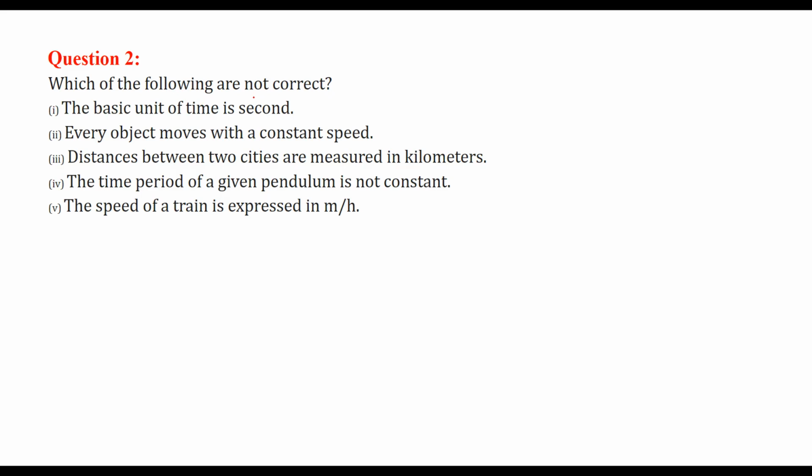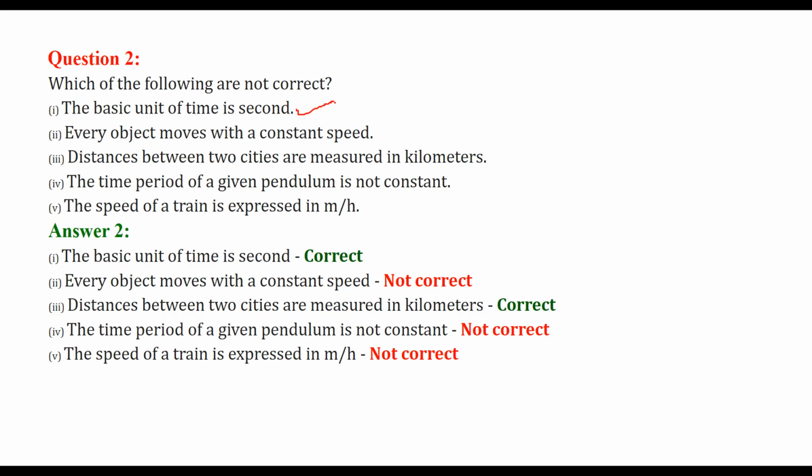Which of the following are not correct? The basic unit of time is second. This is correct. Every object moves with a constant speed. No. If you are in a hurry, you will walk faster or you will run. So this is not correct. Distances between two cities are measured in kilometers. Yes. The time period of a given pendulum is not constant. This is not correct. It has to be constant. That is why you will have a constant time. A speed of a train is expressed in meter per hour. No. It should be kilometer per hour.